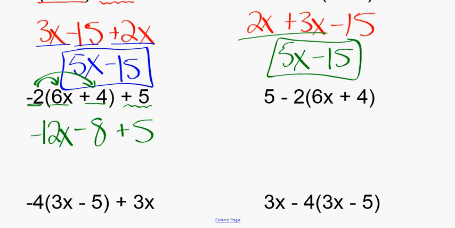So now we can go ahead and combine like terms, where that 12x is unchanged. So the negative 12x stays the same. Negative 8 plus 5 is going to give us negative 3.